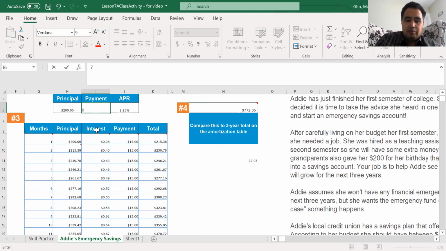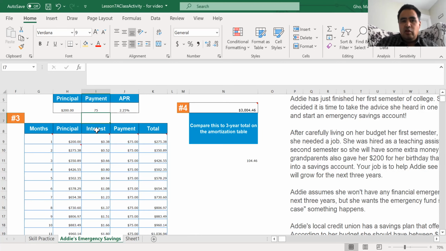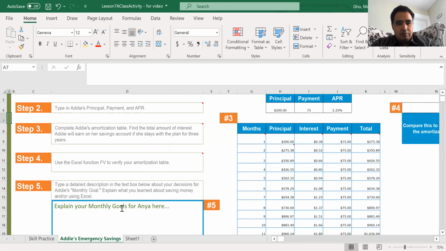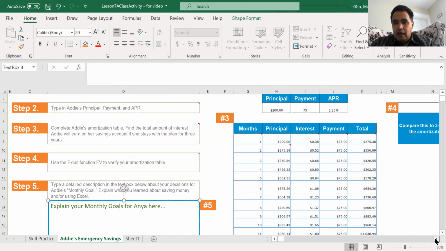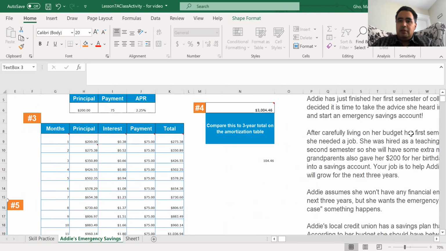Let's move that payment back up to $75. And so whatever amount you put in there in between, this will adjust. And great. And then explain your monthly goals for annual, why you picked the amount you did, and you think about that, and then you'll be able to complete this exercise.